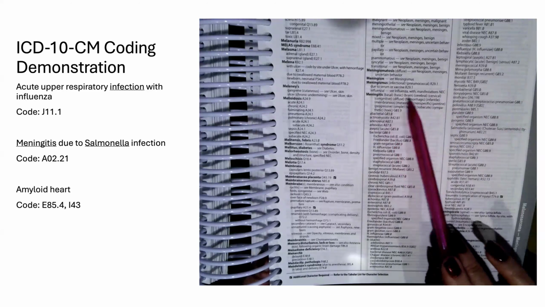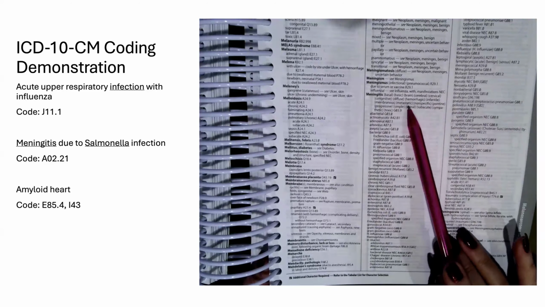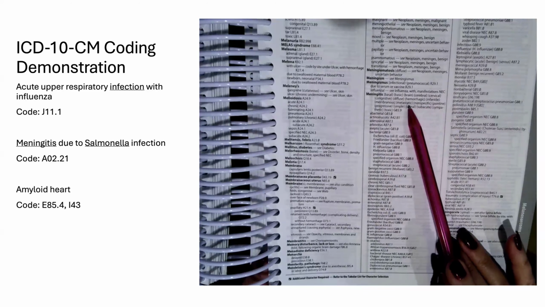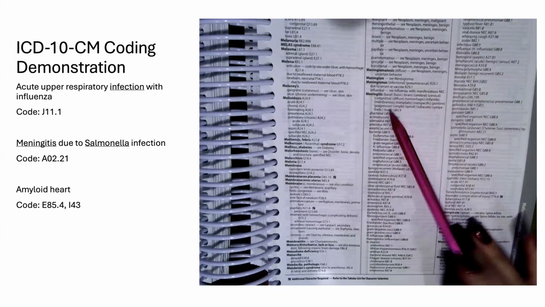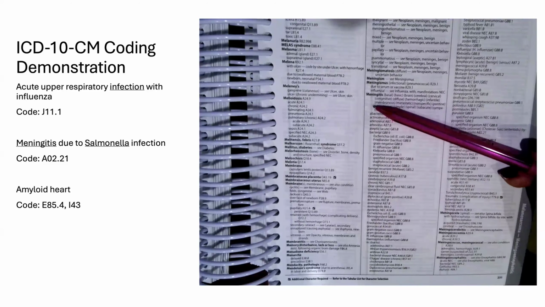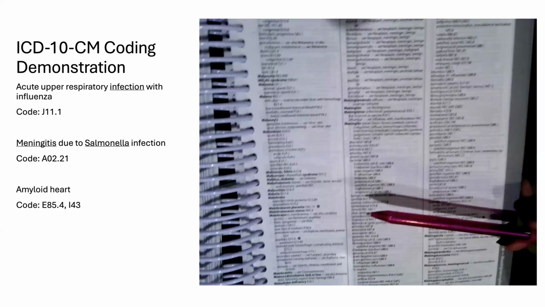So if any of these terms are present, it's not going to change the code. So I'm looking for meningitis due to salmonella infection. So if I go meningitis, and then I need to look for the salmonella, let's use this gray line to quickly guide us to the S's, okay?